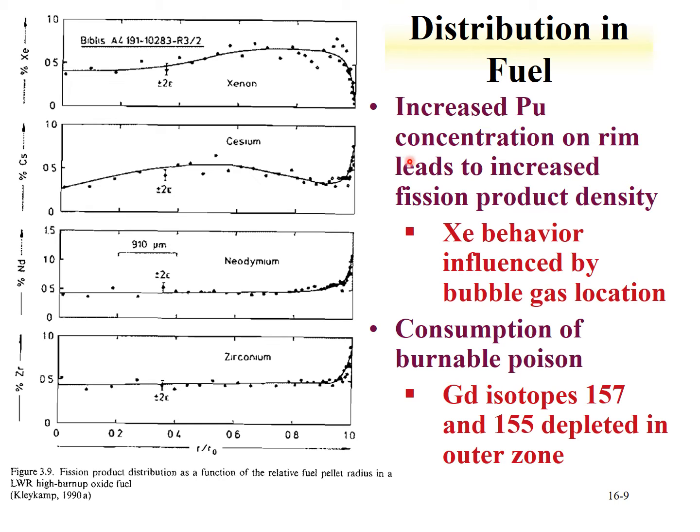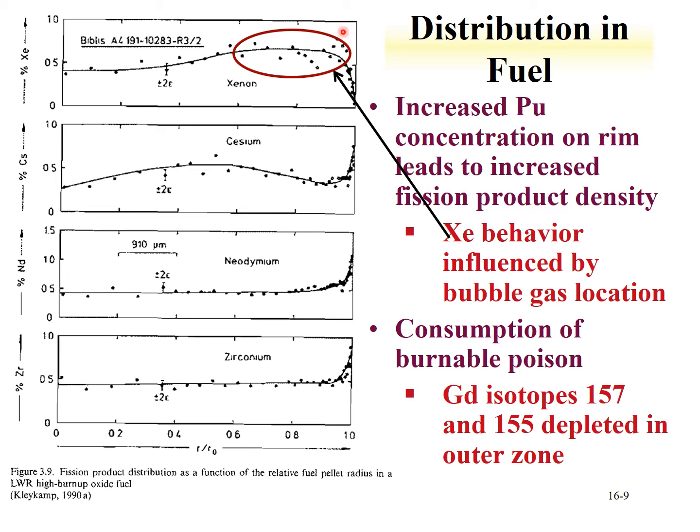And that leads to some increase in fission product densities, and we see this here for cesium. We get a distribution, higher amount on the rim. We also see this for neodymium, higher amount on the rim, and zirconium, higher amount on the rim. Now, one of the differences we see between the neodymium, cesium, and zirconium: the neodymium and zirconium are relatively flat until you get to the rim, where the cesium has some character to this, where we see a higher concentration in the center. And again, this is due to some volatility behavior of cesium, which we don't see with the neodymium and the zirconium. We also see some behavior with xenon.